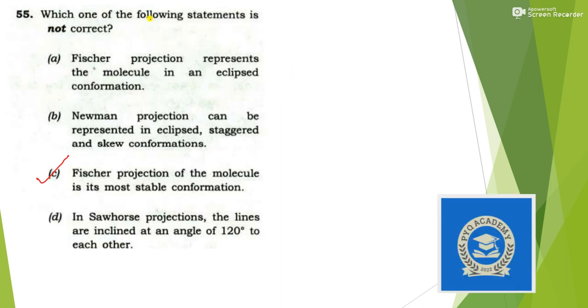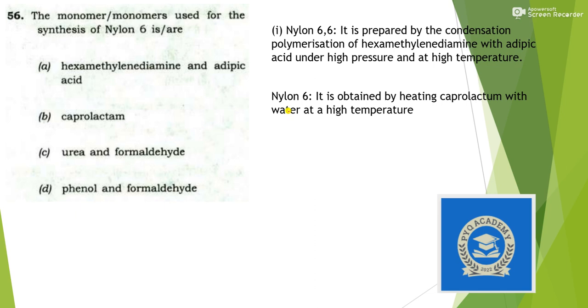Next question, which one of the following statements is not correct? I haven't gone through all these statements, so just take this answer. I'm not currently in touch with all these concepts, so I cannot explain this. The answer is option C. I took all the answers from the official answer key of UPSC. Similarly, the next question is, the monomer or monomers used for synthesis of nylon 6.